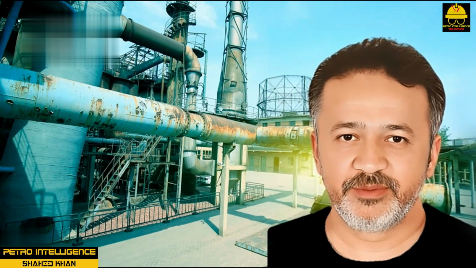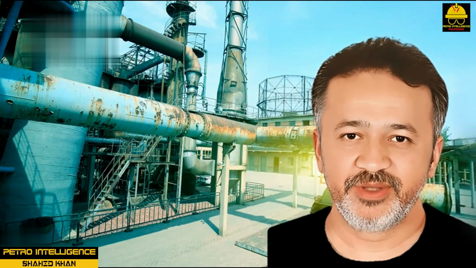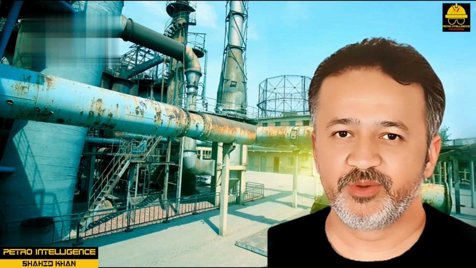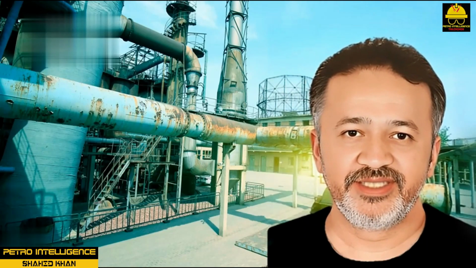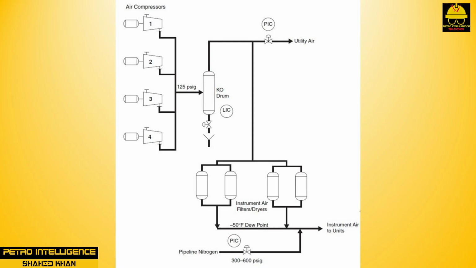The cooling water chemical feed system consists of a non-chromate-based corrosion inhibitor, a dispersant or anti-scalant, and chlorine for the control of microbiology fouling. Air and nitrogen systems. Air systems. Utility and instrument air are both supplied from centrally located air compressors.